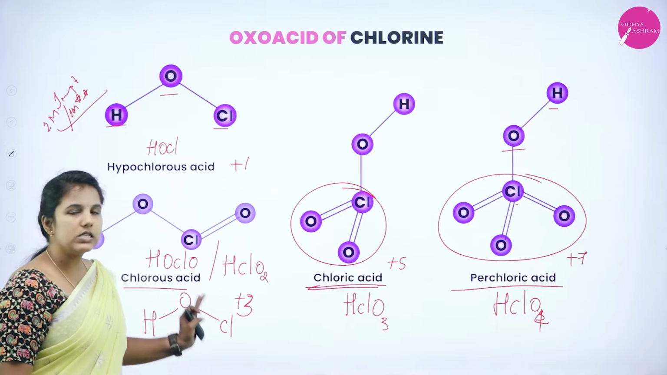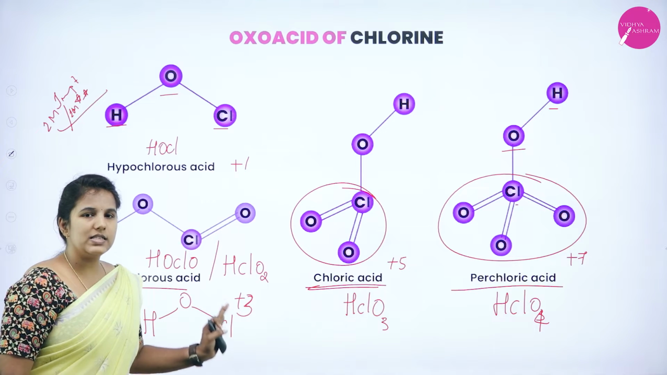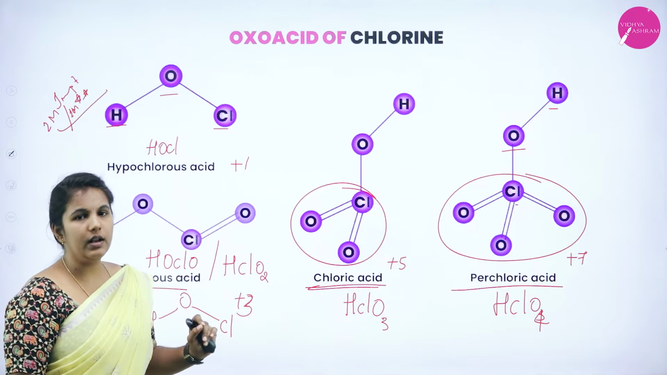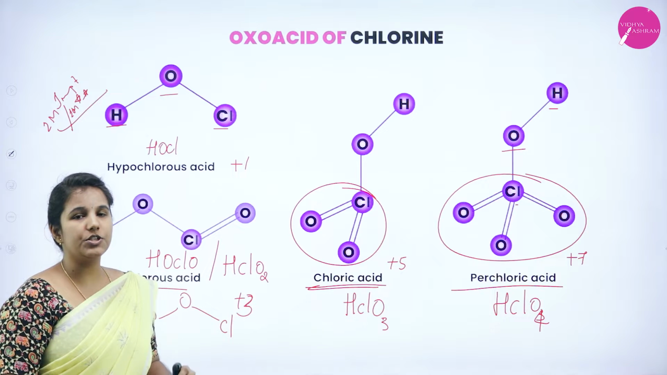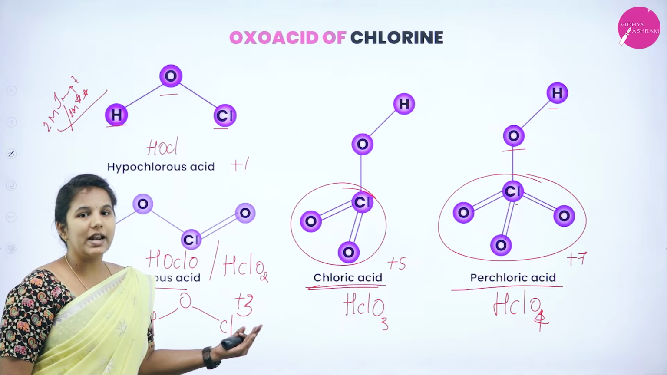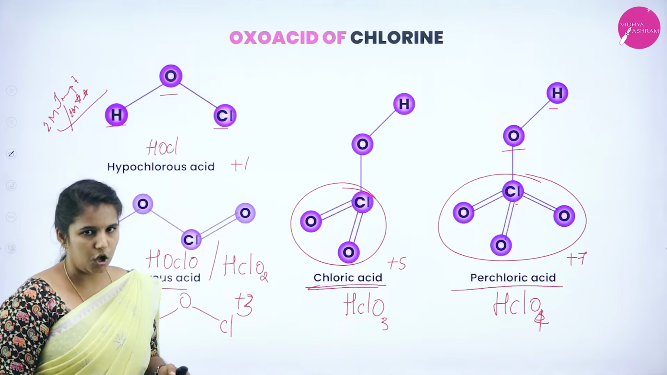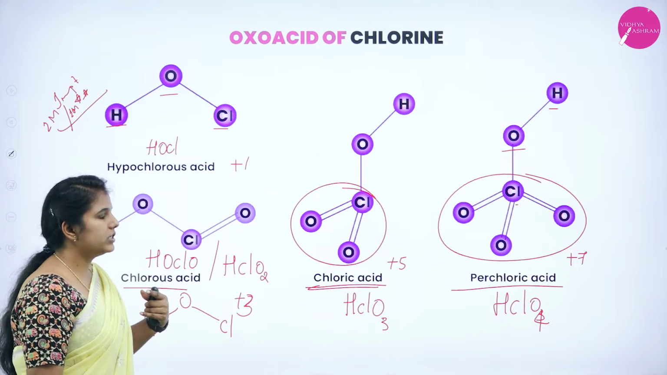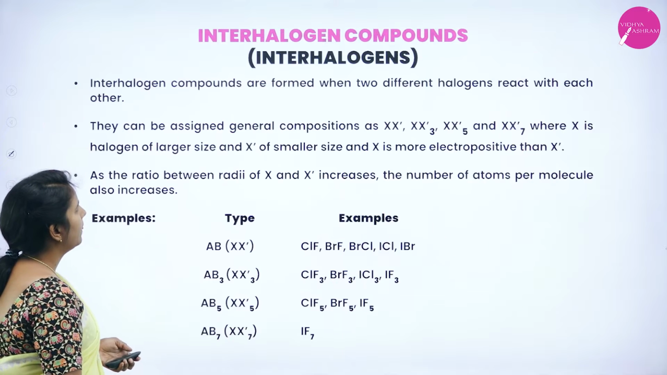This is how the oxoacids of chlorine are written, and in the examination any one of the structures will be given to you and you need to write the structure of that given compound. It is very easy to write that compound.